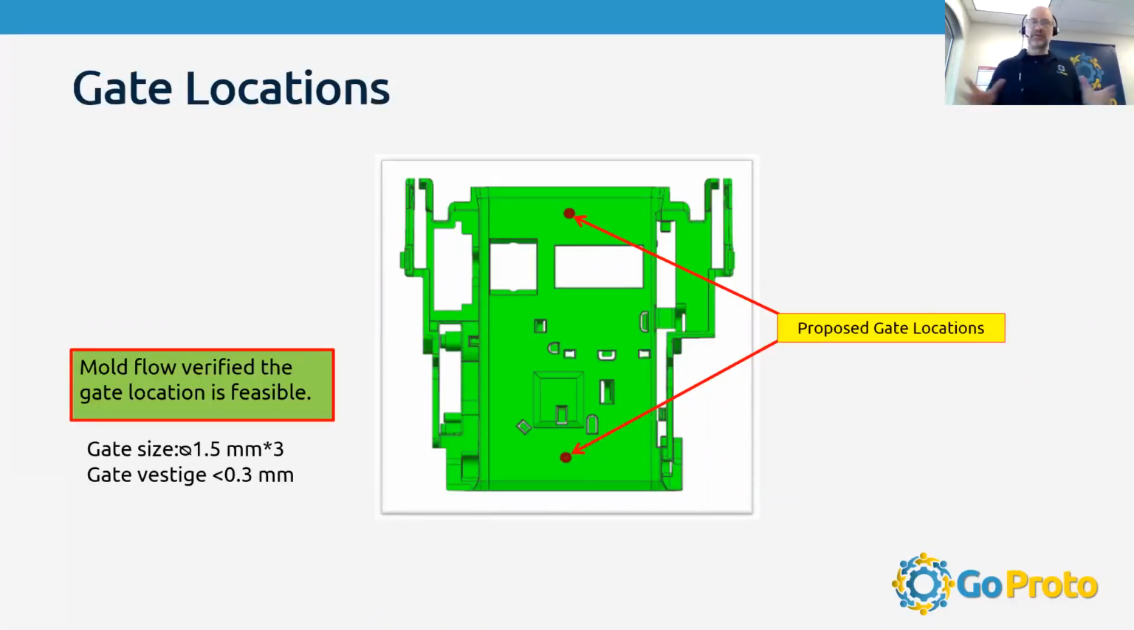There's a whole bunch of different possible variables that could affect gate locations. I mentioned already cosmetics, maybe interference. Sometimes different types of gates can leave different what are called vestiges, and you see here that the gate vestige is less than 0.3 of a millimeter in this case, but that might be too much. If you have a surface that is meeting directly against it, it might not be good enough.